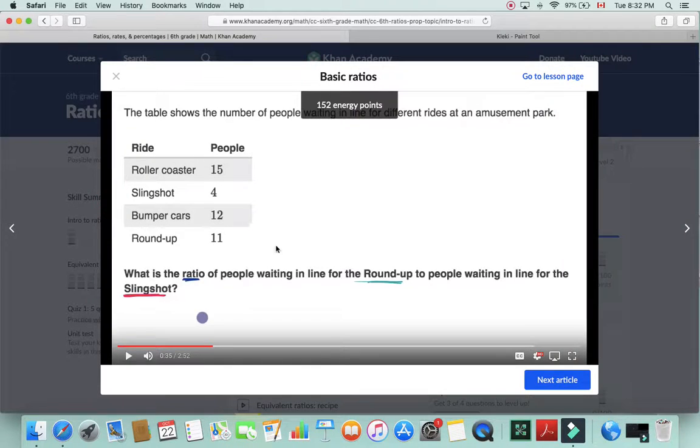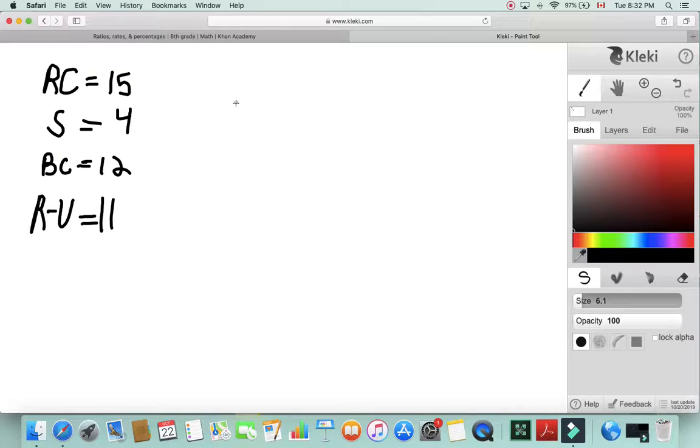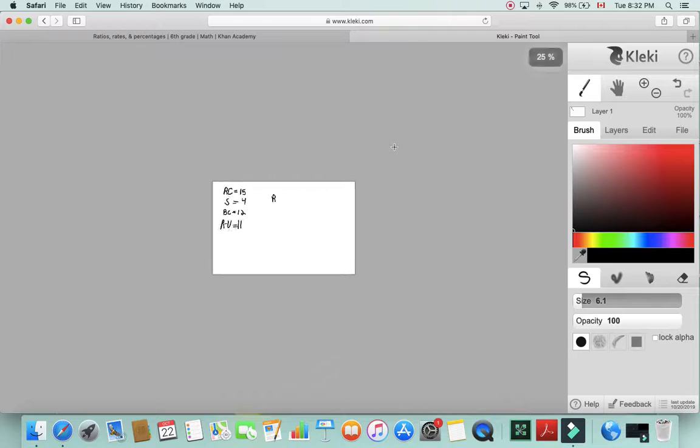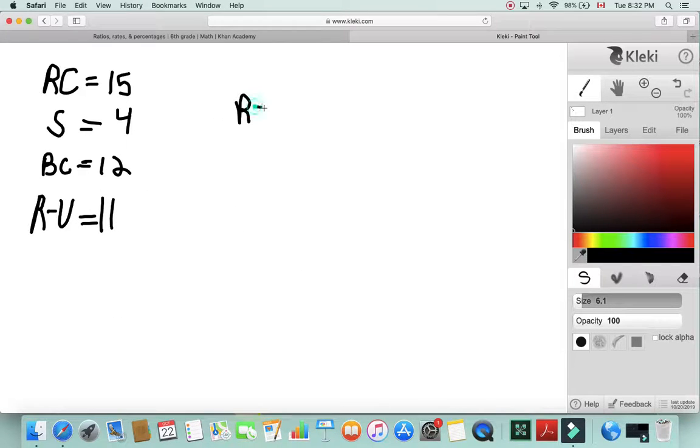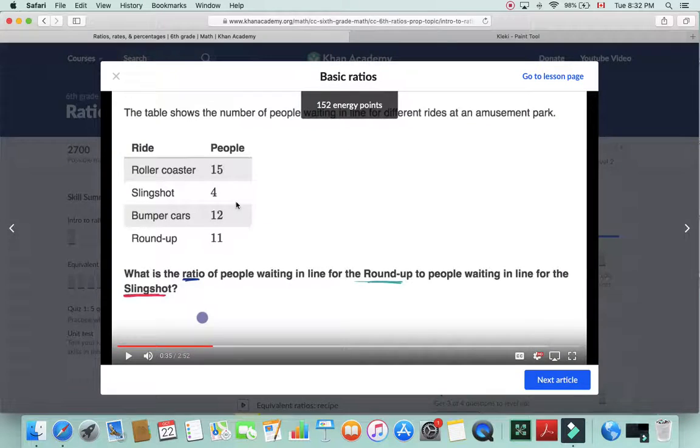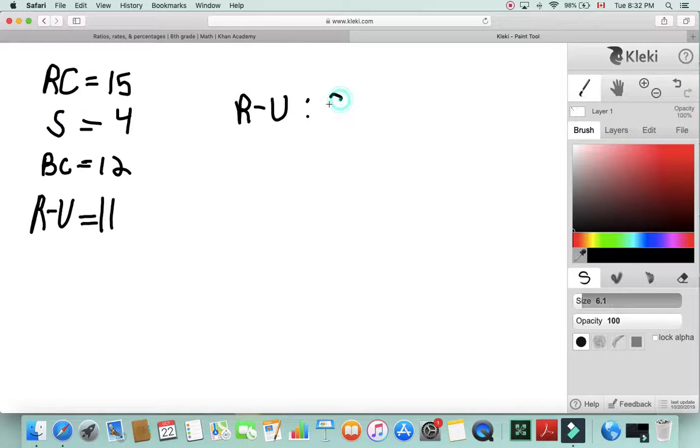So it said what was Roundup to Slingshot. They want to find this to Slingshot, and we just have to fill it in. So how many does Roundup have? Right now we can see that Roundup has 11, and that Slingshot has 4.